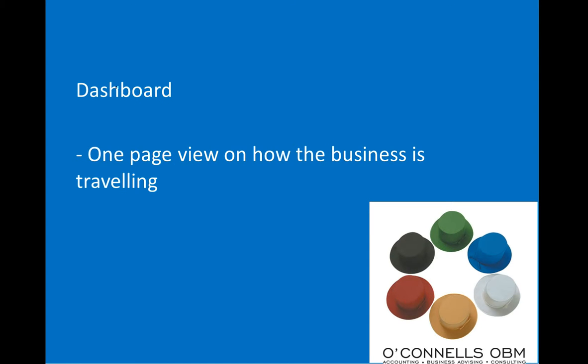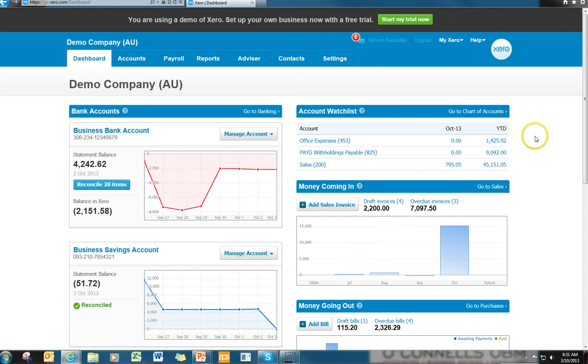The next key benefit is the dashboard screen. This is a one-page view on how the business is traveling. This page here is the dashboard. What you can see on this screen is that it outlines what the bank accounts are that have been loaded into Xero. Here you can see what the statement balance is, and then there's also some unreconciled transactions that we need actioning. For example, on this bank account, we can see that we've reconciled all the transactions, so no action is needed.